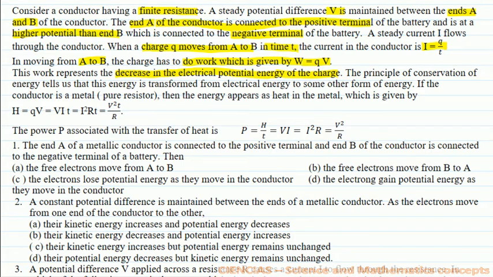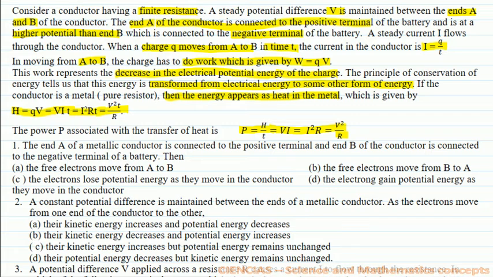The principle of conservation of energy tells us this energy is transformed from electrical energy to some other form of energy. If the conductor is a metal or pure resistance, then the energy appears as heat in metal, which is given by H is equal to Q into V, that is charge into potential, VIt, means potential into current into time, I square Rt or V square t by R. And the power associated with transfer of heat is P is equal to heat upon time, which is equal to VI, I square R, V square upon R.